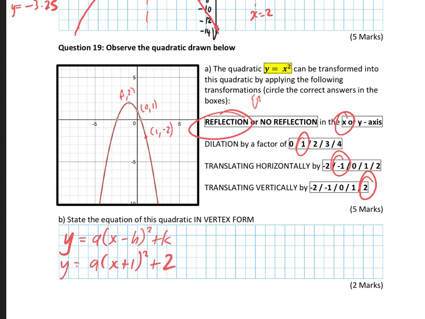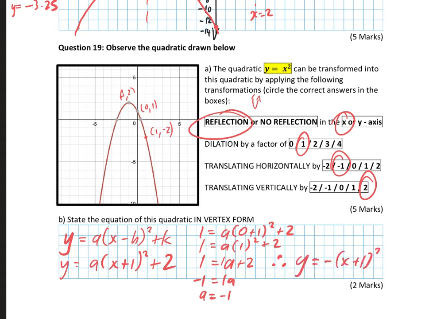I don't know what a is, but the y-intercept is at 0, 1. So you've got 1 is equal to a(0 plus 1) squared plus 2. 1 is equal to a times 1 squared plus 2. 1 is equal to 1a plus 2. Opposite of adding 2 is taking 2. So you've got negative 1 is equal to 1a. Negative 1 divided by 1 is going to be negative 1. Therefore, your equation is y is equal to negative (x plus 1) squared plus 2.